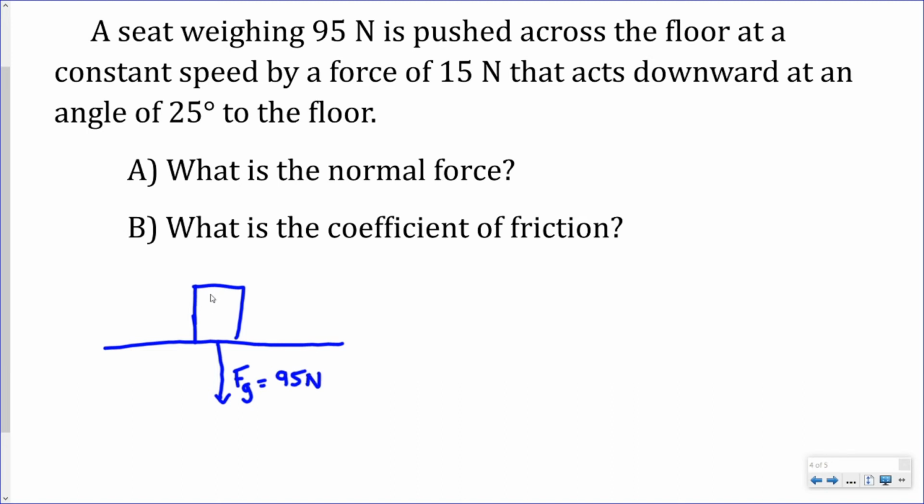What other forces do we have? Well, we are being told that it's being pushed by a force of 15 newtons that acts downward at an angle of 25 degrees to the floor. So what's that going to look like?